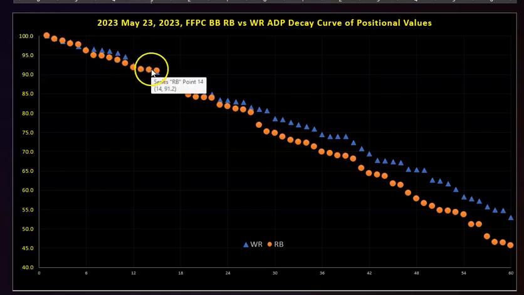Looks like they're back together here. And then looks like we have a couple of wide receivers a little higher. And notice at about the 27th, let's see, is it the 27th? Notice there's complete takeoff. There is a decay right here at the 28th RB that never recovers versus the wide receiver.